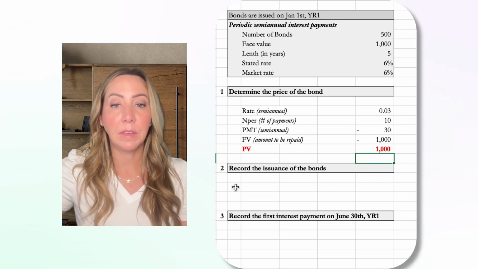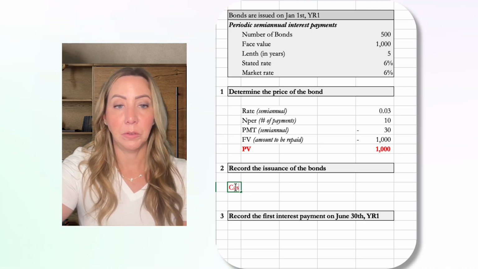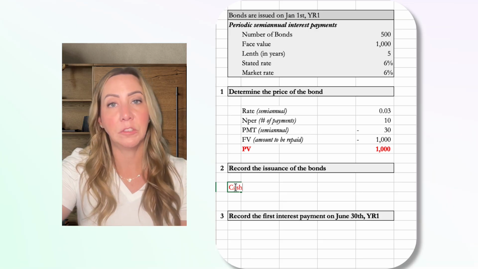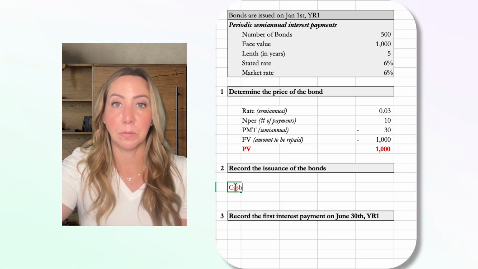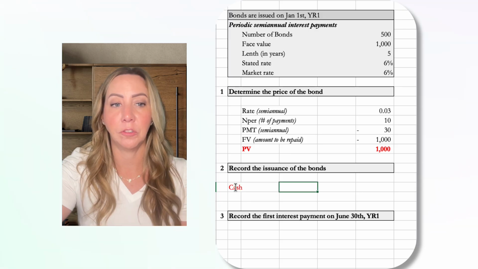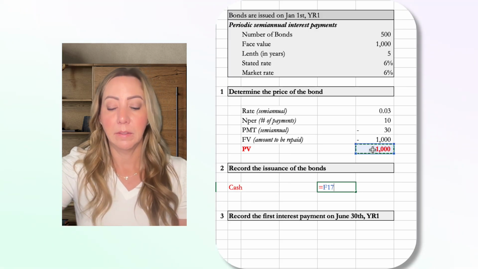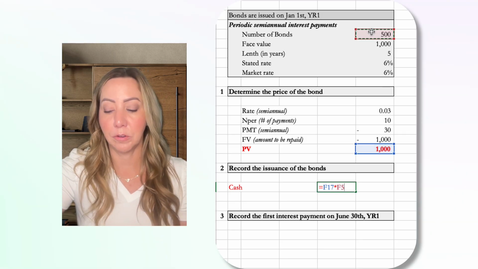Now I need to record the issuance of the bonds on the first day, January 1st. So I'll debit cash. I'm borrowing money from these bondholders. When I sell or issue a bond, it means I'm just borrowing money. I'm going to pay them back. Issuing and selling just refers to the piece of paper, the contract that I'm issuing and selling. So I need to take the present value of that bond, the price of it, and multiply it by the number of bonds that I've actually sold, 500.